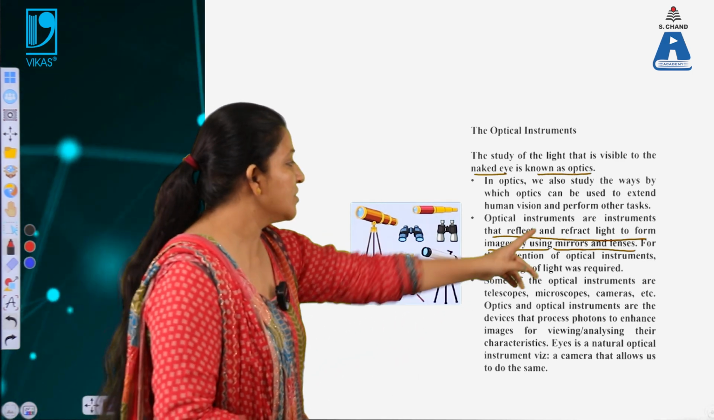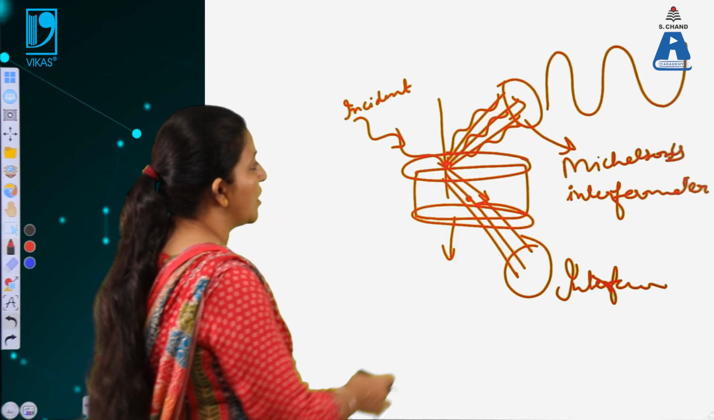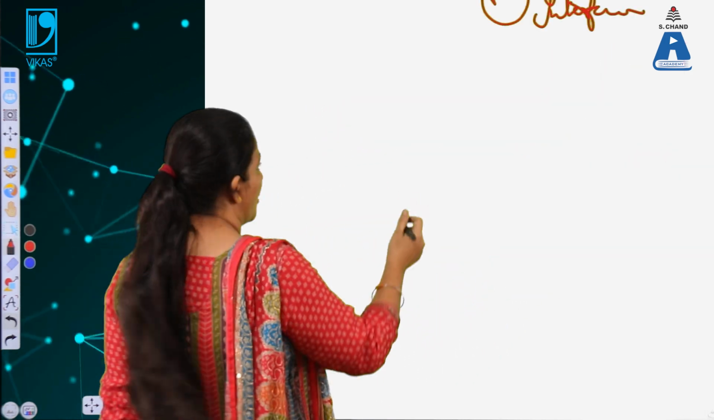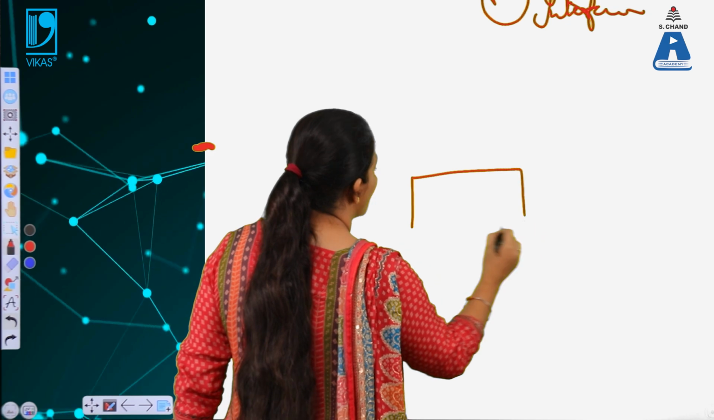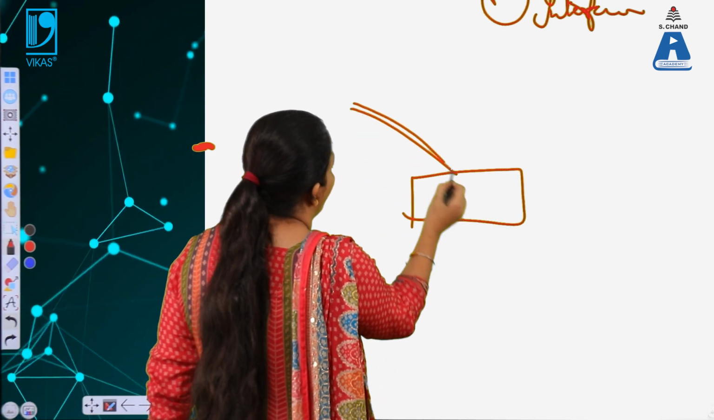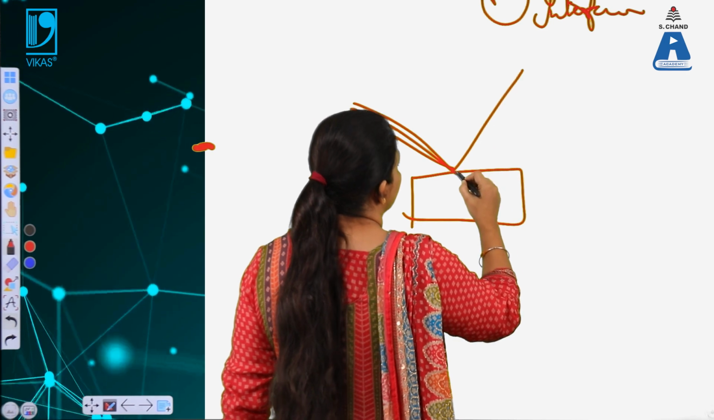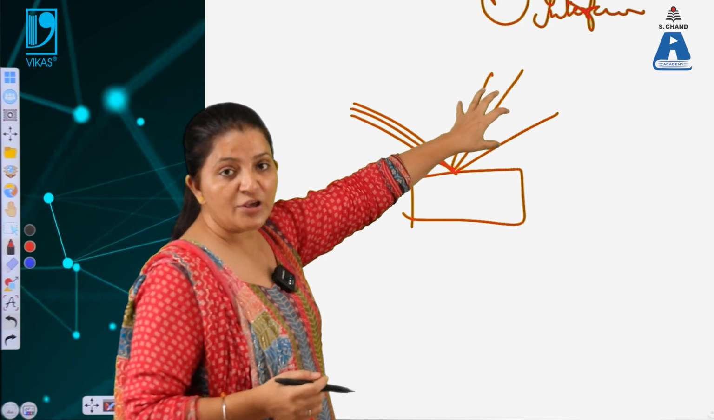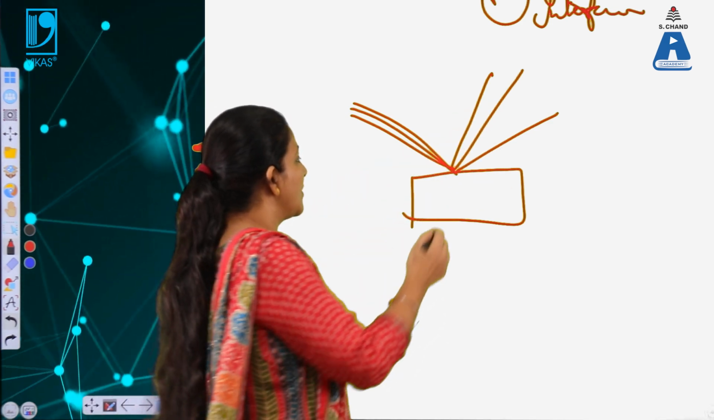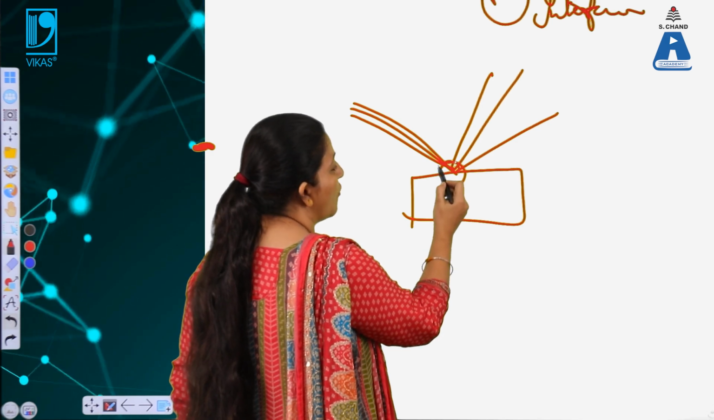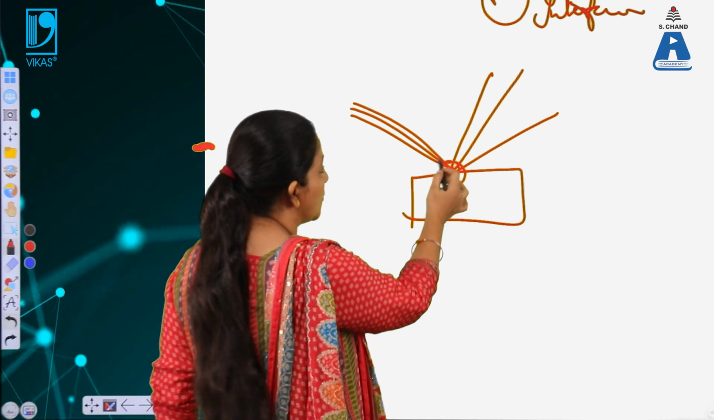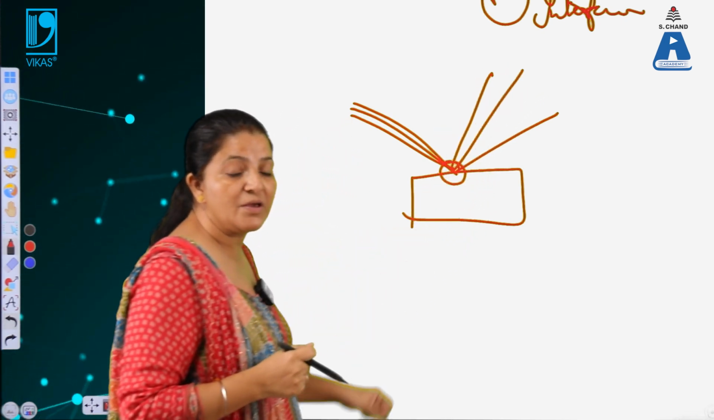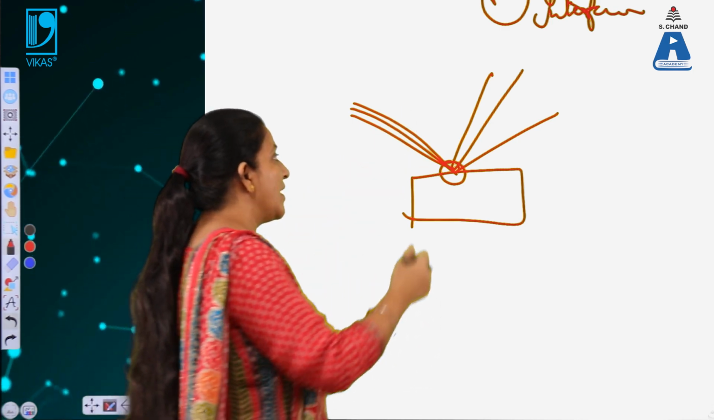Then how can we use the mirrors and lenses here? If light is incident on an object, then some portion of the light is reflected. How can we converge this light to a single point so that we are able to see that portion of the object which is illuminated with light? That portion of the object can be seen by the reflected light. Now this reflected light will be converged to a single point by using a lens.